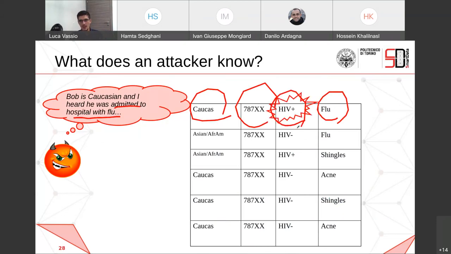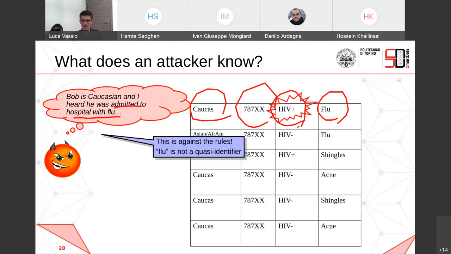Even if it's k-anonymous, l-diverse, and t-close. And why? Because this is against the rule, because flu is a sensitive attribute. We are not protecting the sensitive attribute. We're protecting according to the quasi-identifier. However, that's another problem. So k-anonymity just works on quasi-identifiers, not on the sensitive attributes.